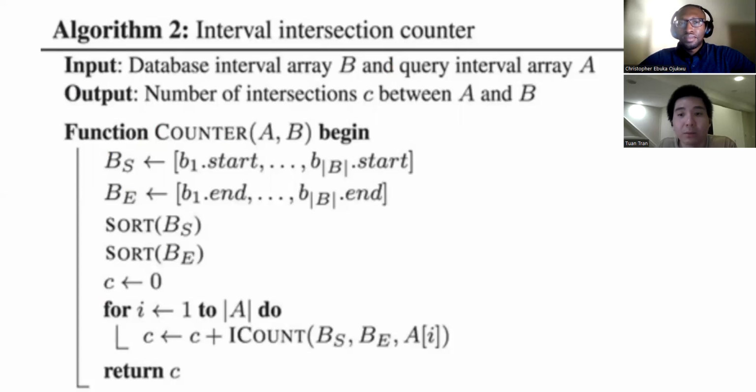Similarly, for the interval intersection counter algorithm, we accumulate the intersecting intervals across the query set A and then return the total number of intersecting intervals C afterward.